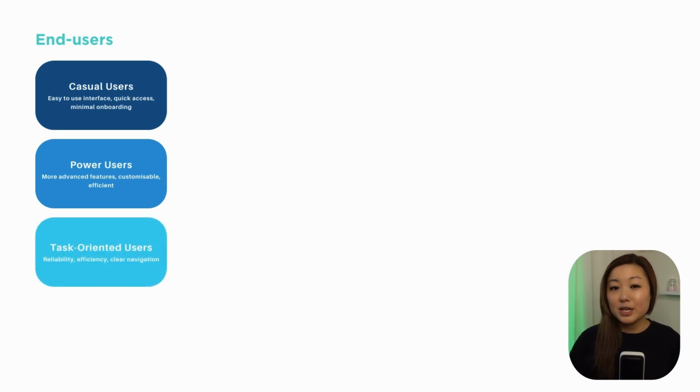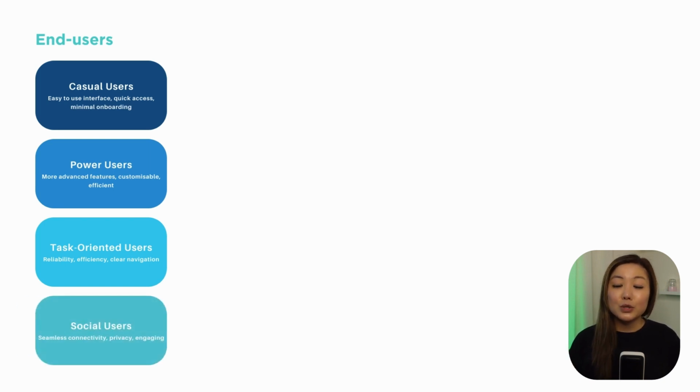We have task-oriented users, who use the app for a specific task or purpose and may not engage with additional features. Example: banking apps, shopping apps, or navigation apps. Their needs would be reliability, efficiency, and clear navigation to complete the task quickly. We have social users, who use apps primarily for social interaction and communication. Example: messaging apps, social media networking platforms, and dating apps. Their needs would be seamless connectivity, privacy features, and an engaging user experience.